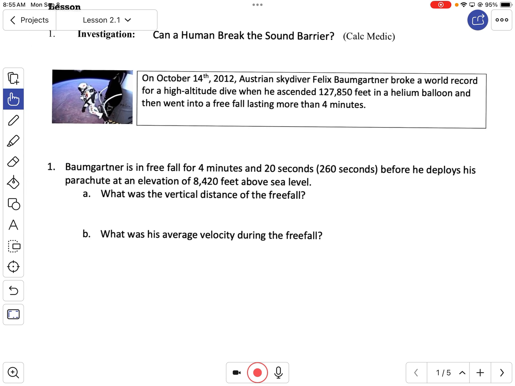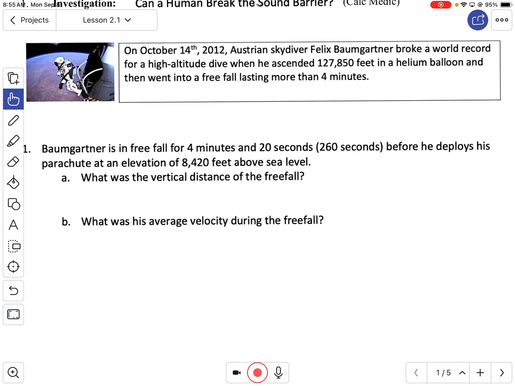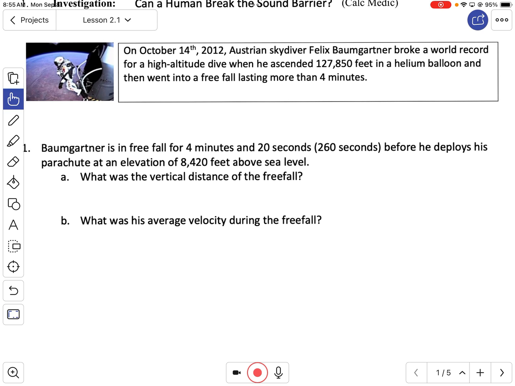So it tells us that Baumgartner's in free fall for 4 minutes and 20 seconds, so 260 seconds, before he deploys his parachute at an elevation of 8,000 some odd feet. How do we find his vertical distance of his free fall? What would I need to do?